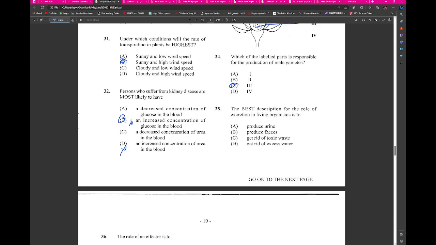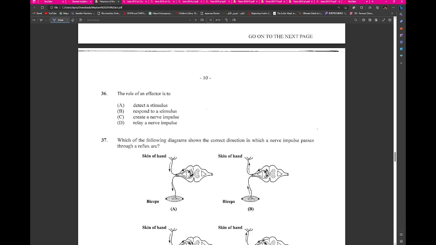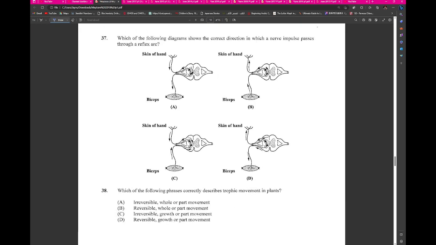The best description for the role of excretion in living organisms: excretion versus egestion. Excretion is getting rid of toxic waste as well. The role of an effector is to respond to the stimulus. Alright, which of the following diagrams shows the correct direction in which a nerve impulse passes through a reflex arc? So the skin coming through, so it can't be that.